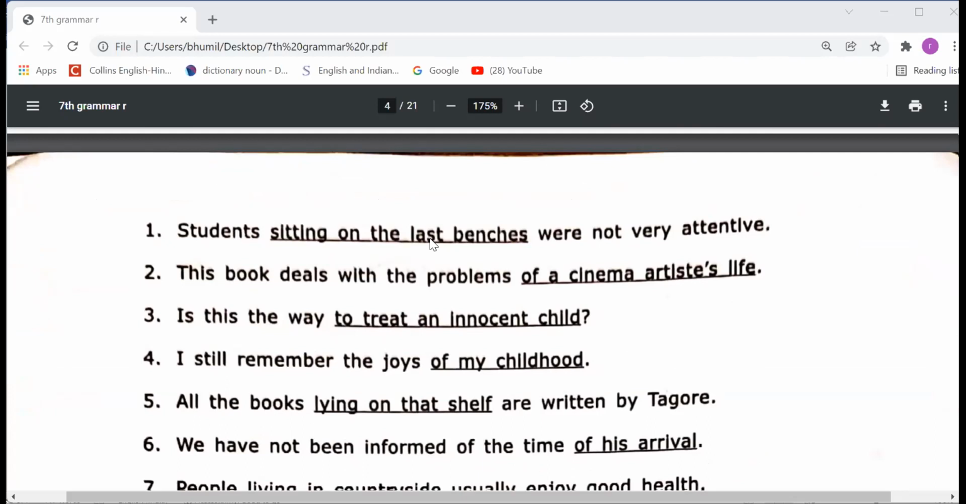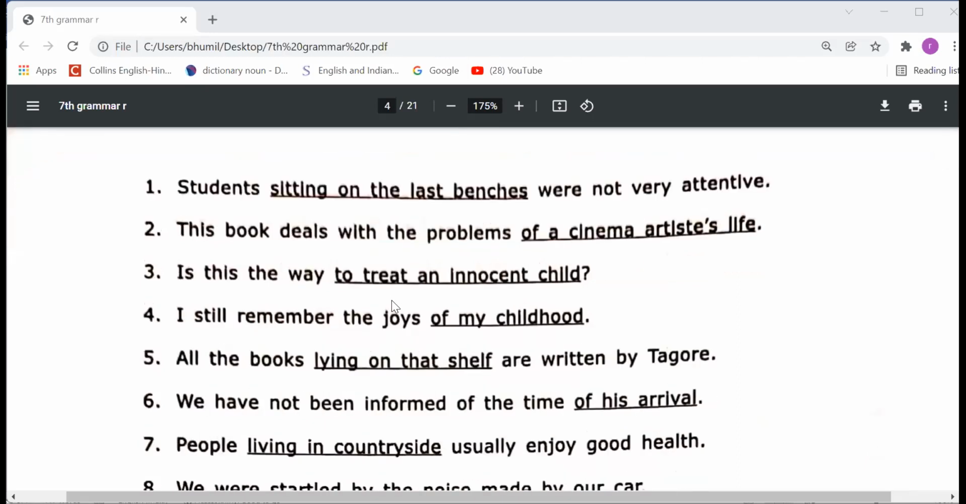Come on the first sentence. First sentence is that students sitting on the last benches were not very attentive. So underline part we have to remove and we have to fill here an adjective clause, not phrase, right? So we can write here students who were sitting on the last benches. Students who were sitting on the last benches were not very attentive, right? Come on the second sentence.